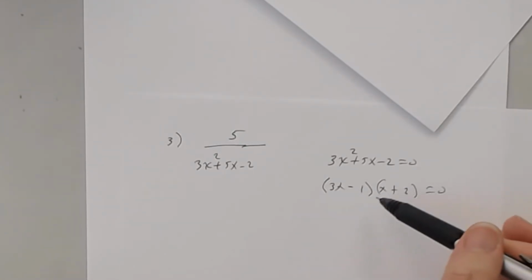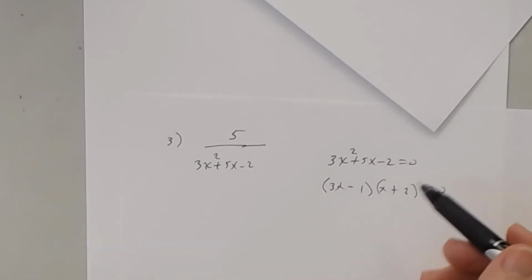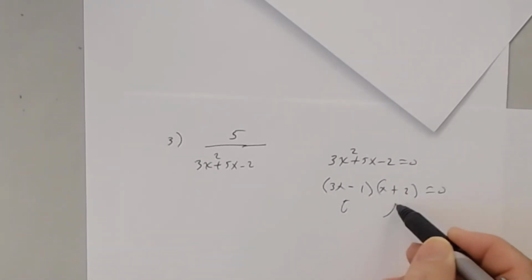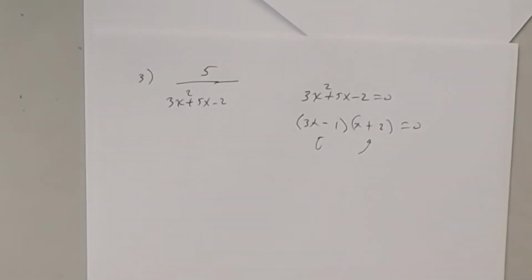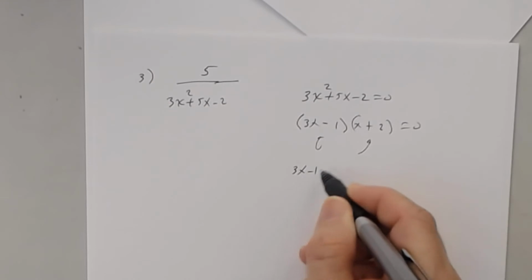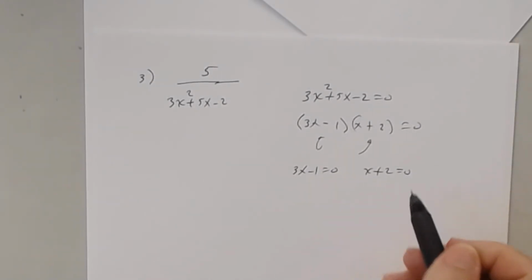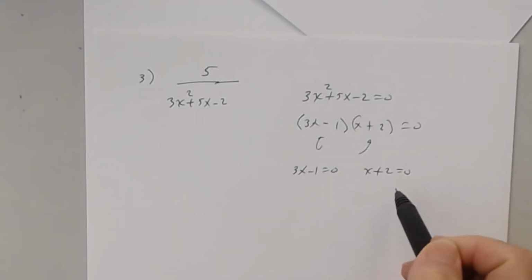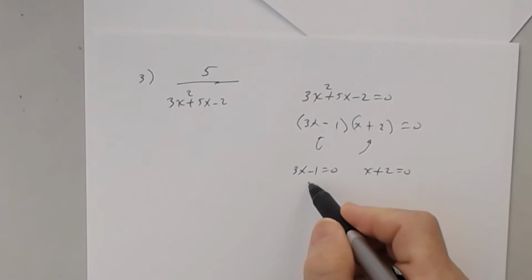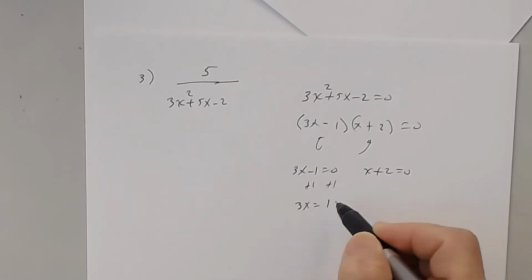Okay, now once you factor, what property do I use next? The zero factor property. So I set each factor equal to 0. So I get 3x minus 1 equals 0, x plus 2 equals 0. Notice I went from a quadratic equation to two linear equations. So you add 1 to both sides, and you get 3x equals 1.